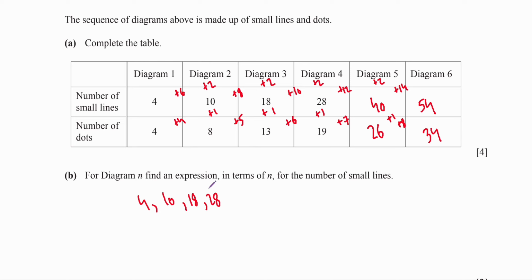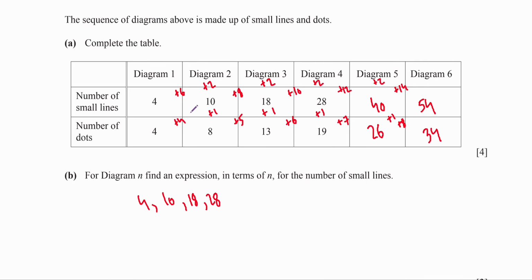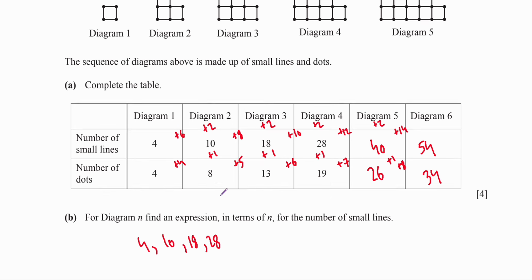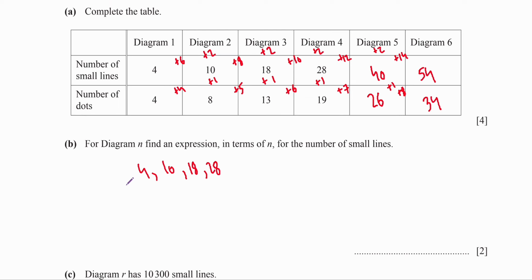So all this is saying is basically what we've been doing before in the previous question. Find a formula for this sequence, the number of small lines. So if I give you diagram 55, you can tell me straight away, okay, you will have this many small lines. We don't care about the number of dots for now because it doesn't ask us that. So how do we do that?